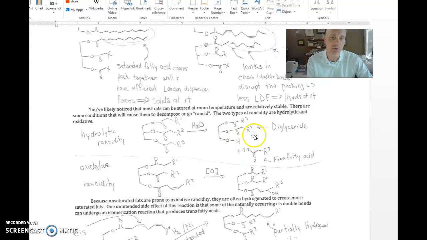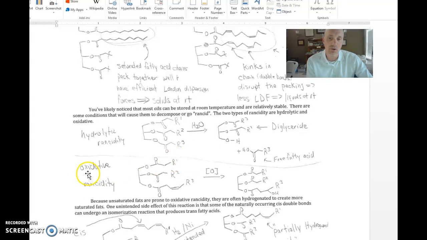One other thing, you could imagine this diglyceride being reacted with water, and you could clip one of these fatty acids off, and that would leave you with a monoglyceride. But whenever you have either the free fatty acids or the glycerol molecules, these are going to give off a little bit of an odor, and if that were to happen, you would say that oil had gone rancid.